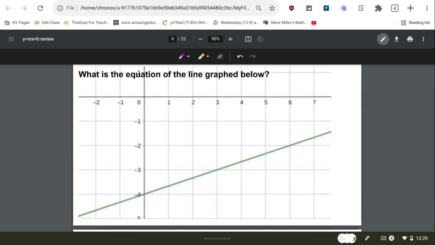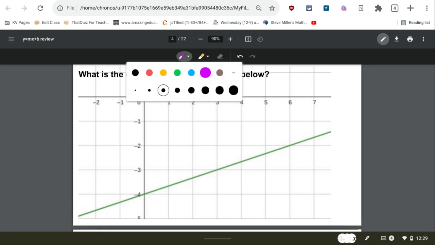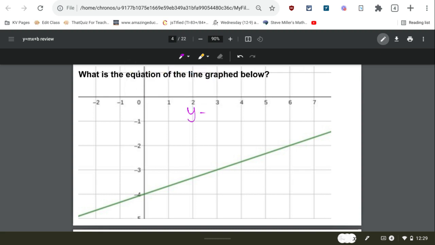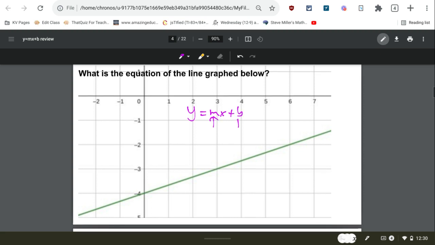All right, what's the equation of the line graph below? So we're going to write our answer in y equals mx plus b form. We just have to know the m and the b. Okay. So the b is -4. That's our y-intercept.